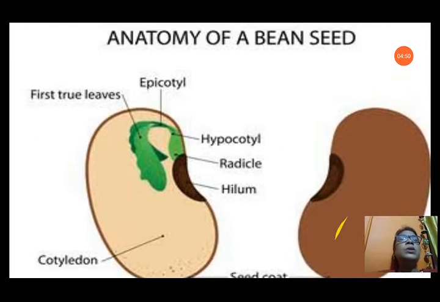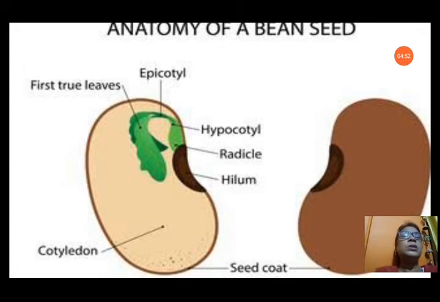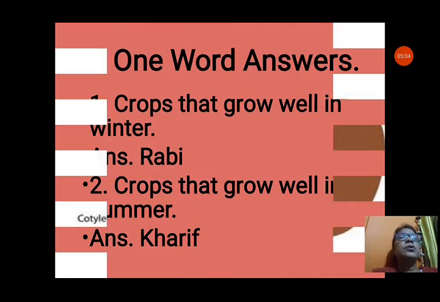Anatomy of bean seed also, you can see how many parts of the seed are there. The important parts are cotyledon, and after that you can see seed coat and baby plant embryo that grows into a new plant. These are the main three parts of the seed.